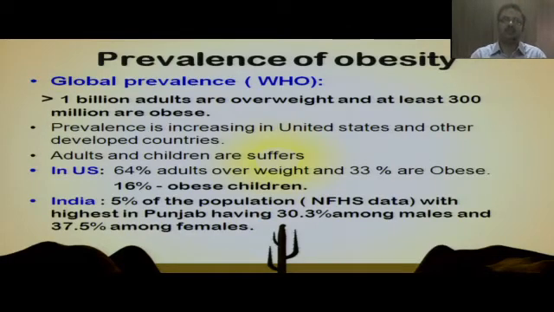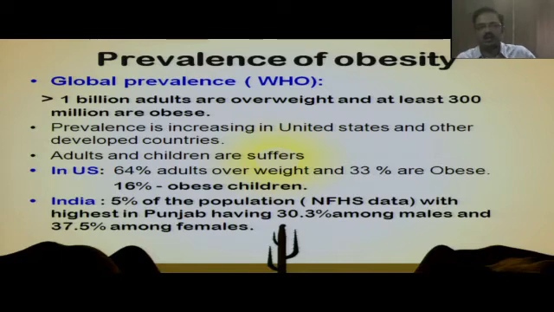Look at the prevalence of obesity. There is a global prevalence. We can say more than 1 billion adults are overweight and at least 300 million are obese. Prevalence is increasing in the United States and other developed countries also. Adults and children are equal sufferers. If you look at the figures, in the US, 64% of adults are overweight and 33% are obese. 16% are obese children.